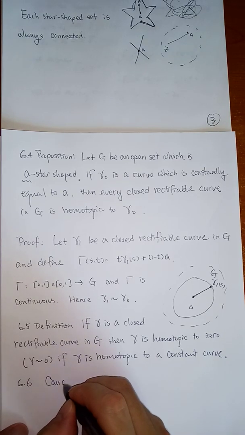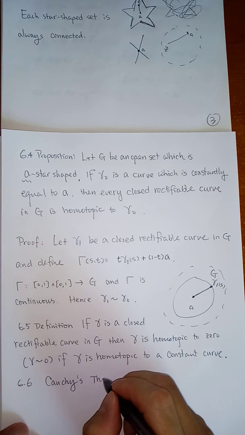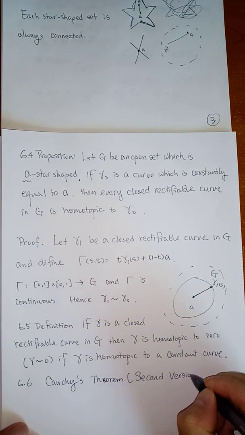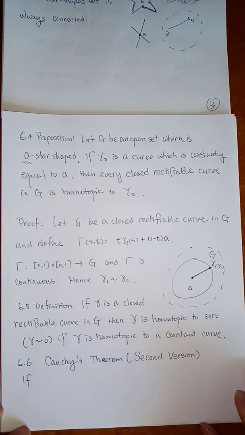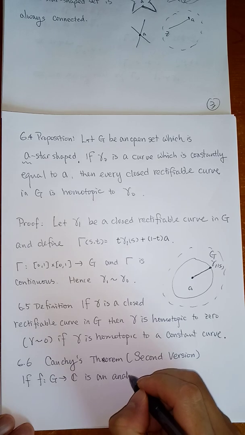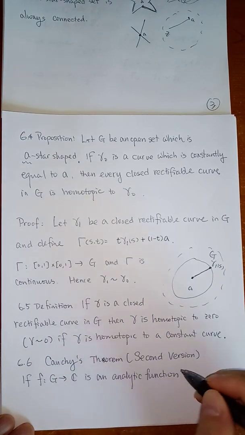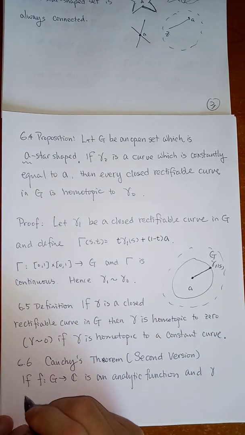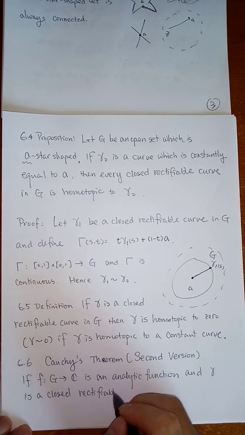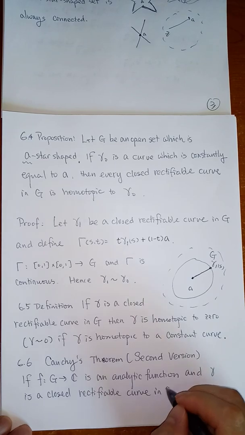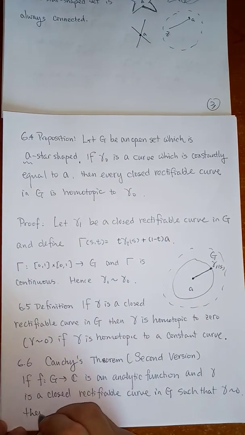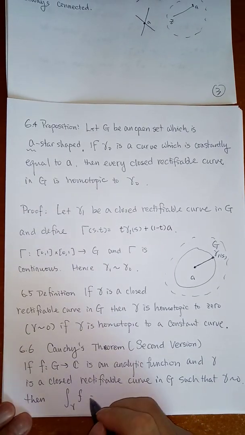Now the Cauchy theorem, second version, is that if f from G to C is an analytic function, and gamma is a closed rectifiable curve in G such that gamma is homotopic to 0, then the integral of f along gamma is equal to 0.